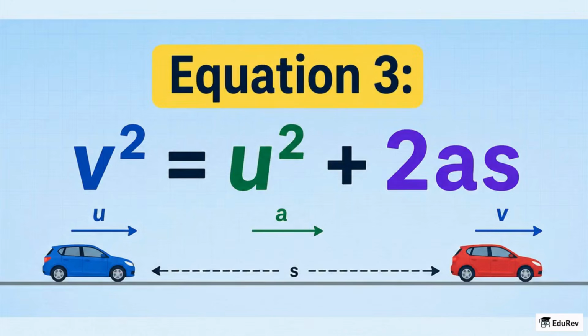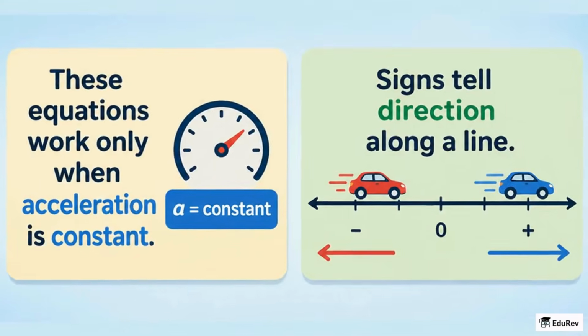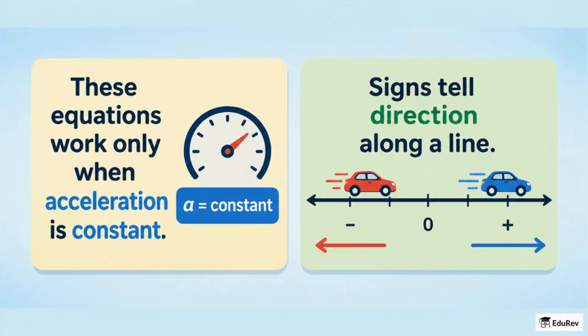Equation 3: v² = u² + 2as. Written: v squared is equal to u squared plus 2as. These equations work only when acceleration is constant, and signs tell direction when motion is along a line.